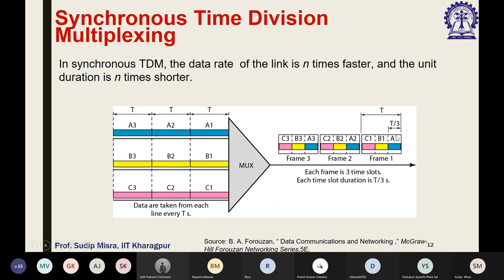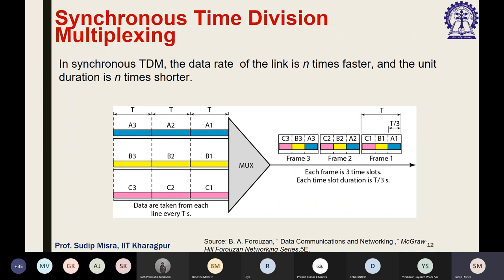In this manner. Now the question is that these were T time units long, T seconds long. However, if you are putting all of them together, this should be 3T, right? So T plus T plus T. It should be like this, but it is not. So the whole idea is that if you want to adopt this kind of technique, then you have to increase the data rate of the link 3 times.